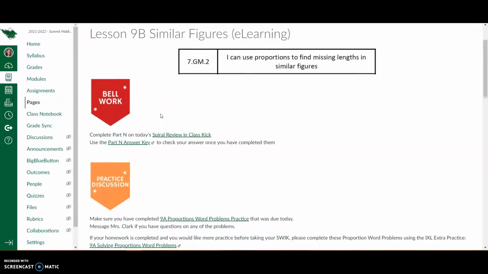Before we do that though, I want you to take your SWIC over solving word problems using proportions, which was our lesson 9A, day 2. Before that, though, let's start with our class kick like we always do. So click here to get to your class kick code, or just go to your bookmark that you already have.